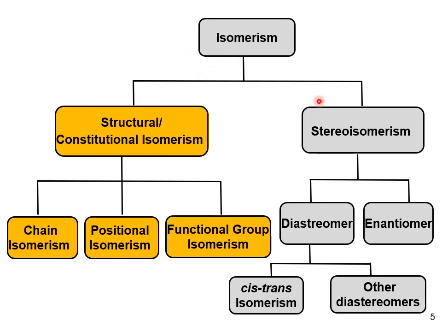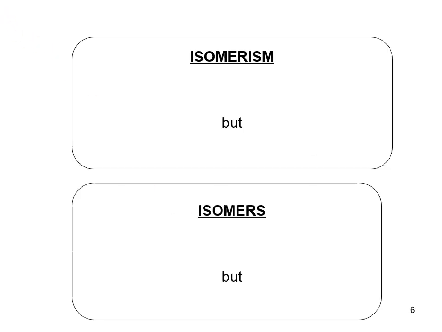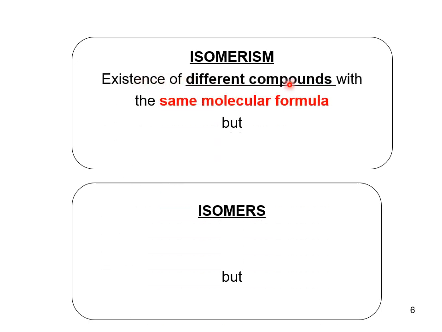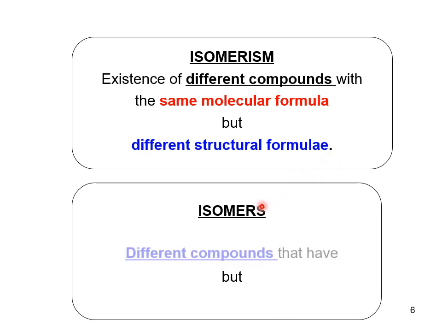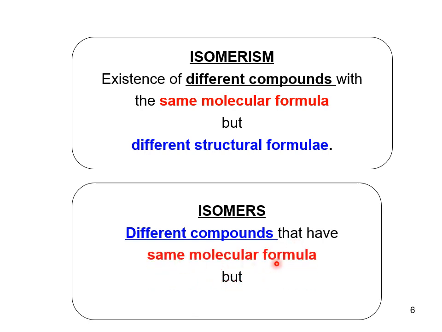So for isomerism, there are two types. One is stereoisomerism, another one is structural or constitutional isomerism. Today we focus on structural or constitutional isomerism: chain, positional, and functional group isomerism. What is isomerism? It is the existence of different compounds with the same molecular formula but different structural formula. For example, the molecular formula C4H9Cl is the same, but the chlorine position might be at C1 or at C2. Isomers are different compounds that have the same molecular formula but different structural formula.